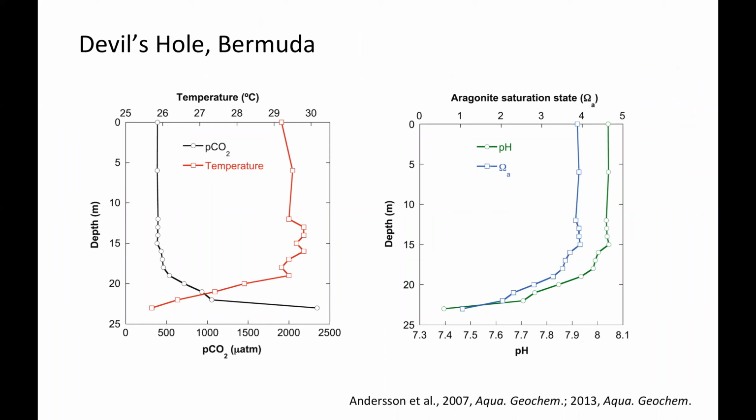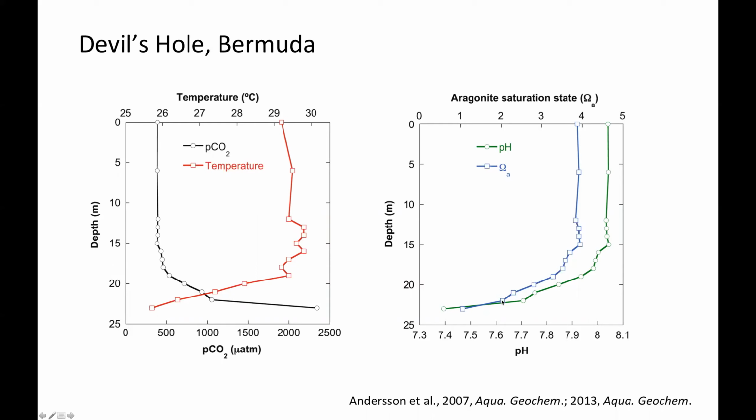I think it was during one of these meetings when we talked about calcium carbonate dissolution for the first time, as I was showing him some data from Devil's Hole in Bermuda. Devil's Hole is a really interesting place because it becomes stratified every summer. So you get a surface mixed layer and a subthermocline layer. And any organic matter that's remineralized in the subthermocline layer drives really high pCO2 conditions, shown here in the black, and low aragonite saturation state, shown here in the blue, and also low pH conditions.